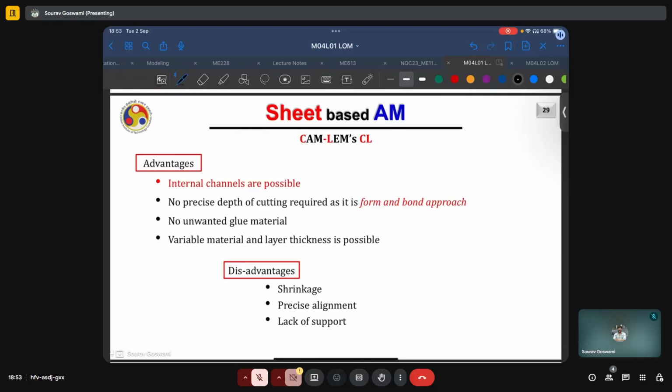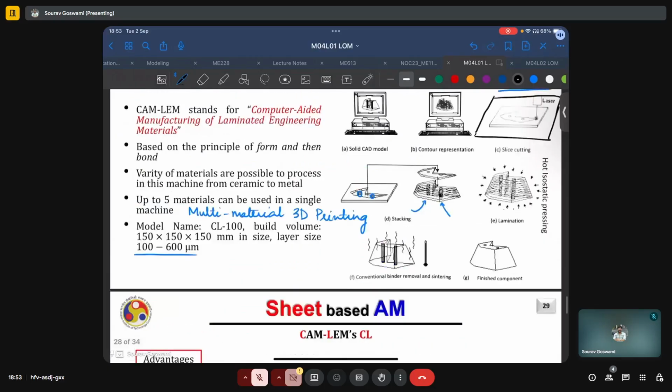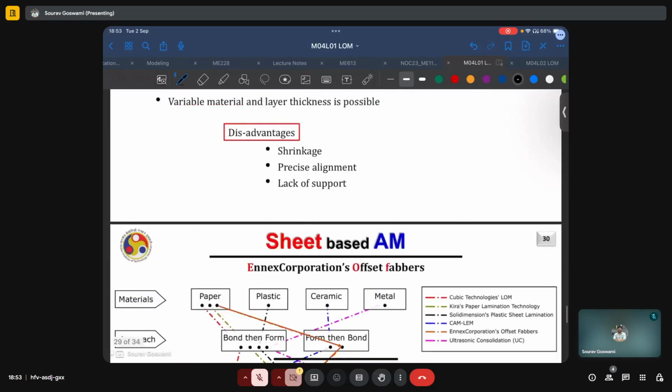There is no unwanted glue material because whatever binder was present gets burnt off during the sintering process, and variable materials and layer thicknesses are possible depending on the layer that you're taking in each case.